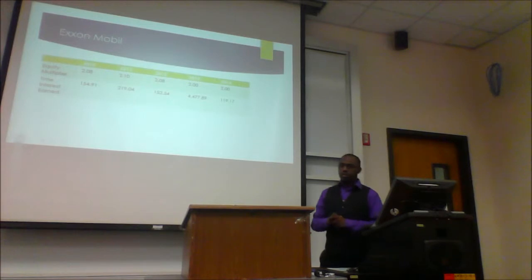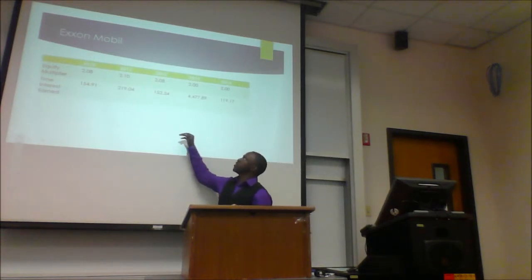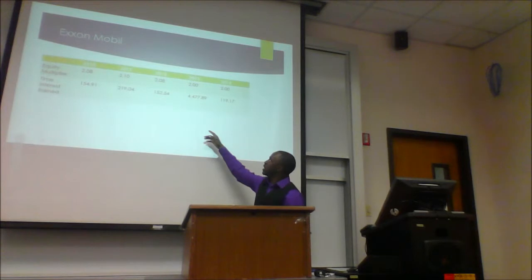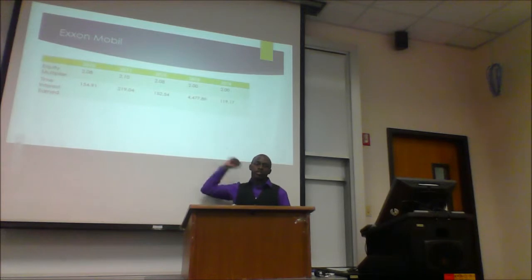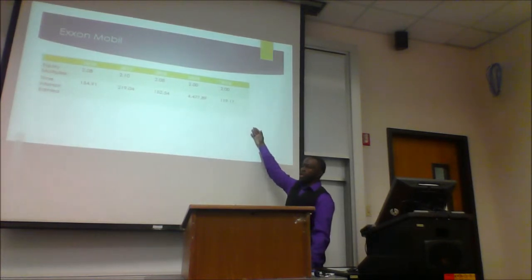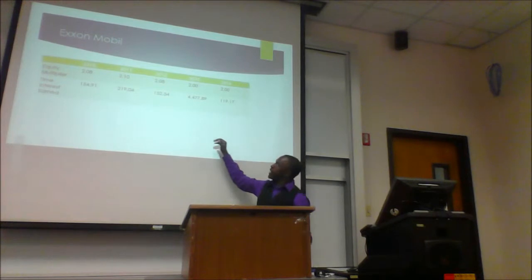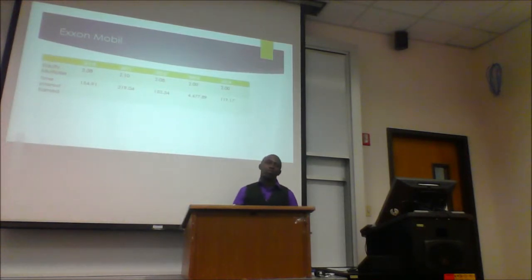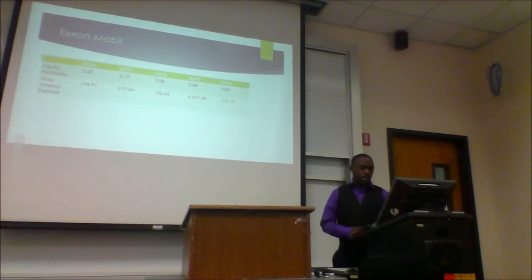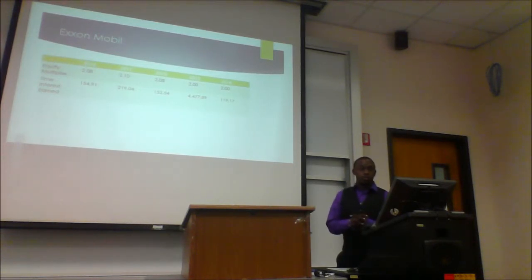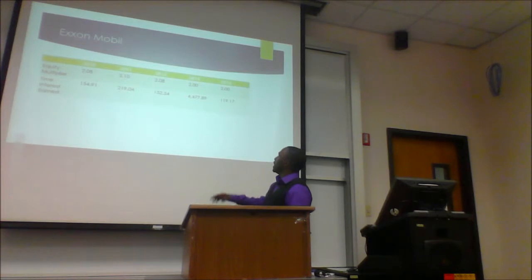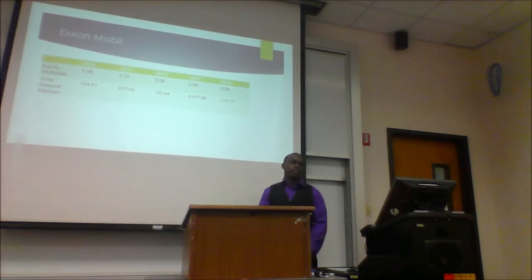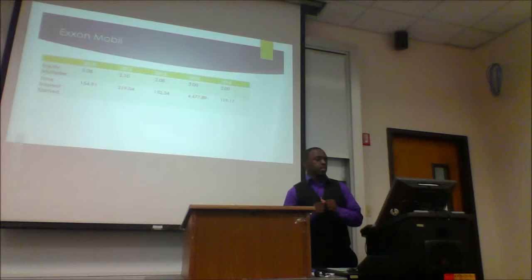And for ExxonMobil, the equity multiplier was 2.08 in 2012, in 2013 it went down to 2.00, and in 2014 it remained constant at 2.00, which you want to be low. So it's looking fairly good. In 2012, the times interest earned was 152.54, and it increased in 2013 to 4,477.89, which is a good thing. They must have had a good year. In 2014, it decreased to 119.17, which is still fairly good.